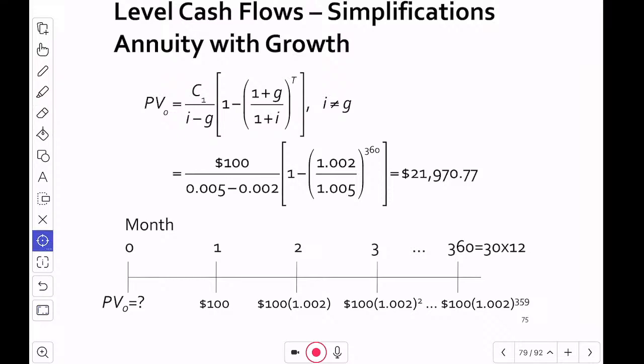All right, so let's put the values in. C1 is $100. I is, be careful, it was 0.5%, so 0.005. And G is 0.2%, so it's 0.002. And then I repeat them here, G and I plus 1. And then that number of periods.